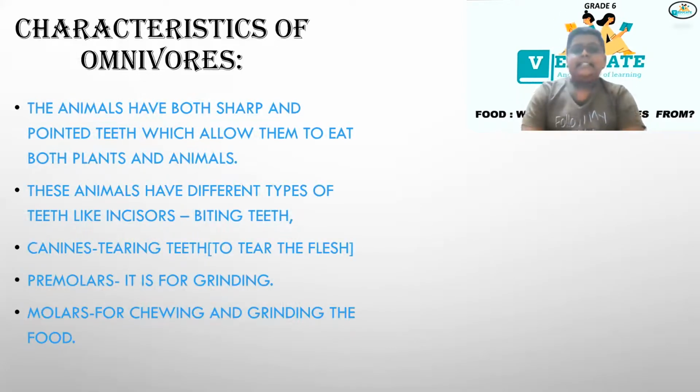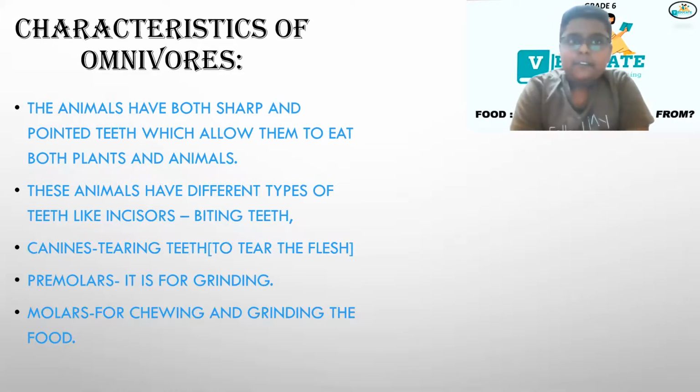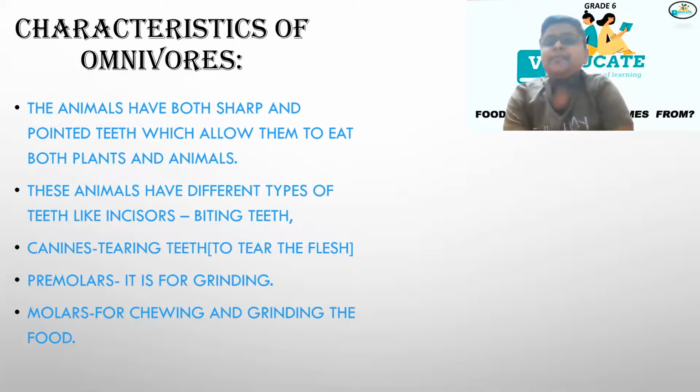So these are the characteristics of an omnivore. Here we have finished three types of animals which are classified by their food habits. So let's go to the next topic.